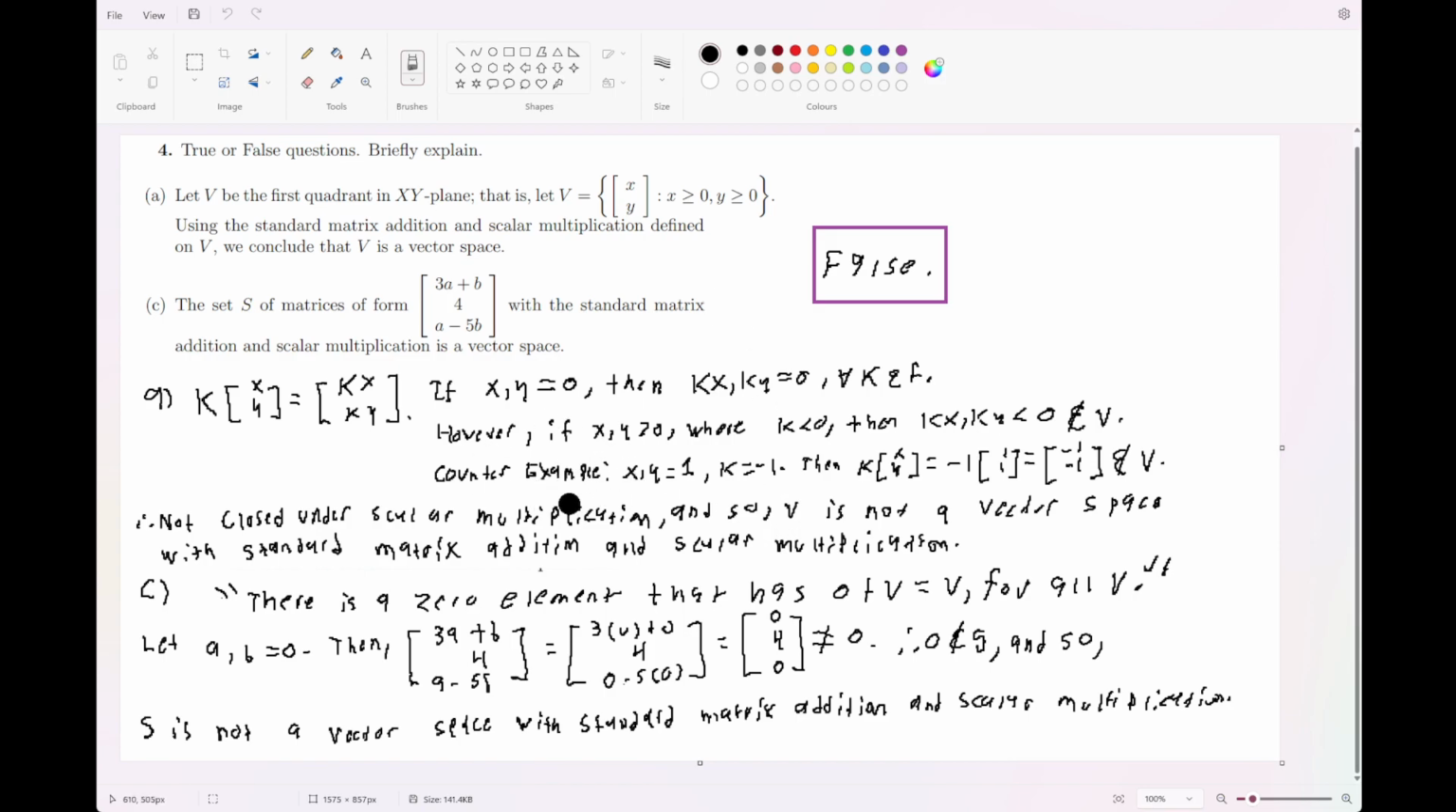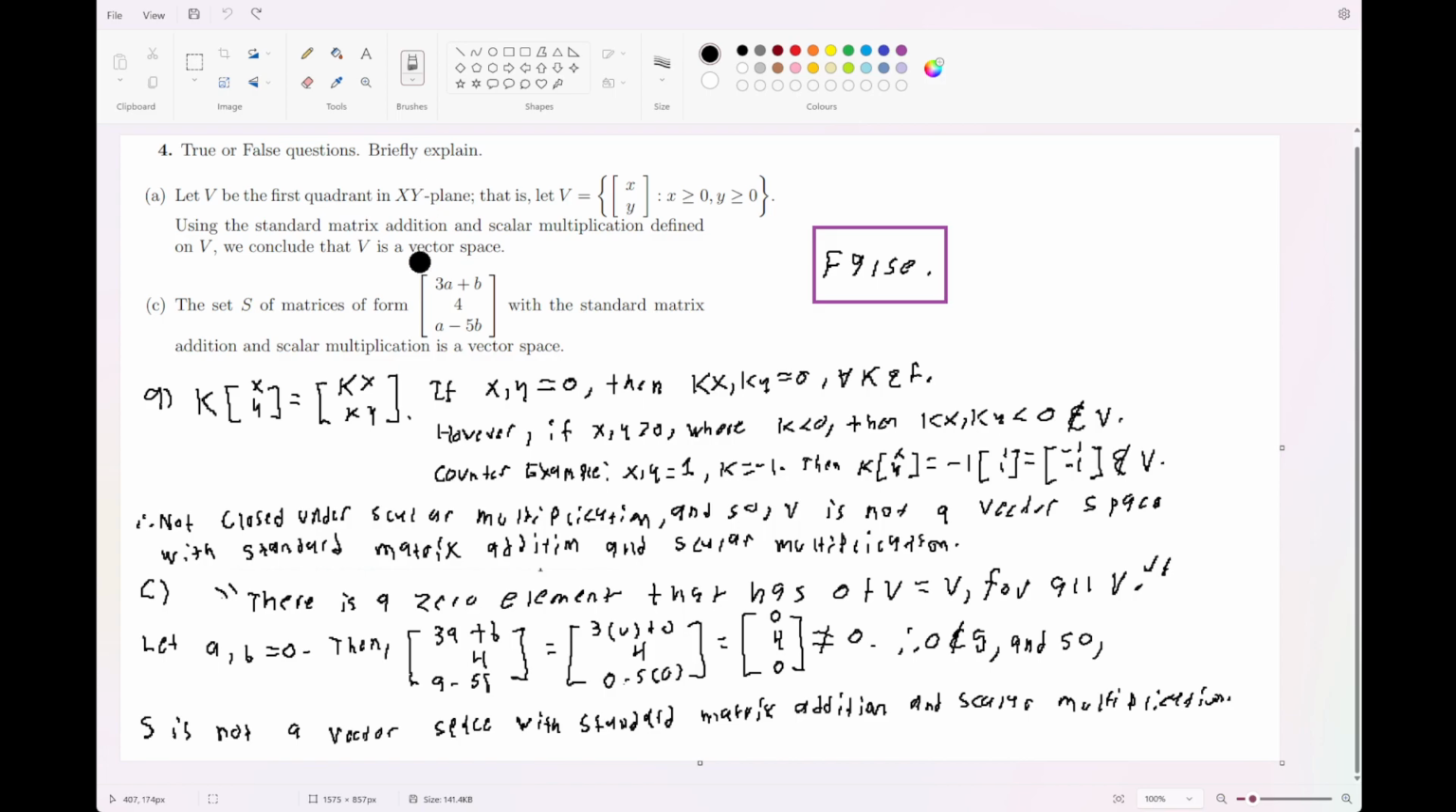So then we can find a counterexample to show that it does not hold for all (x, y) elements of V, so it's not closed under scalar multiplication. Right, so let (x, y) equal (1, 1), and k equal -1, and k(x, y) equals (-1, -1), which is not an element of V. So we say that it's not closed under scalar multiplication, and so V is not a vector space with standard matrix addition and scalar multiplication. Specifically, we looked at this.